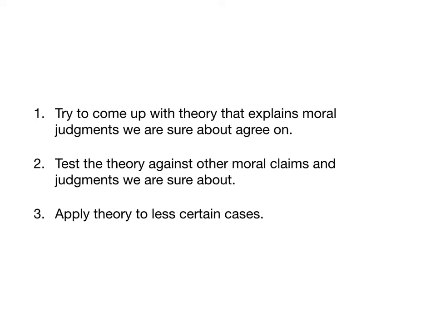What do these judgments have in common when they say certain actions are right? What do those actions have in common when they say certain actions are wrong? Try to find a deeper reason or rationale for our seemingly really huge variety of moral judgments. Then we look at some other moral claims and judgments we're sure about, and we test the theory, see if it comes up with the right answer. Finally, we apply the theory to less certain cases. Now I want to talk about each of these steps in a little more detail.